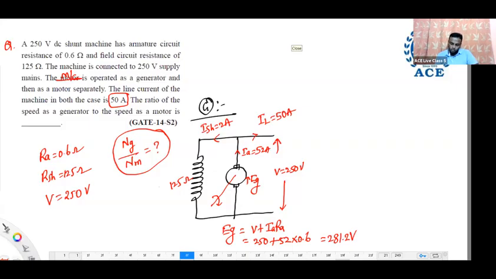Yes, 1.27, right? Okay, this is the generator case. Now the same machine operating as a motor. Again take the figure. Same machine operating as a motor.